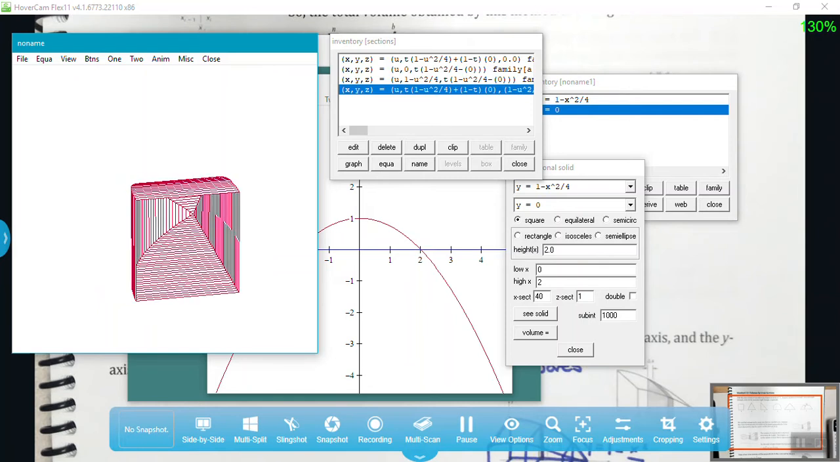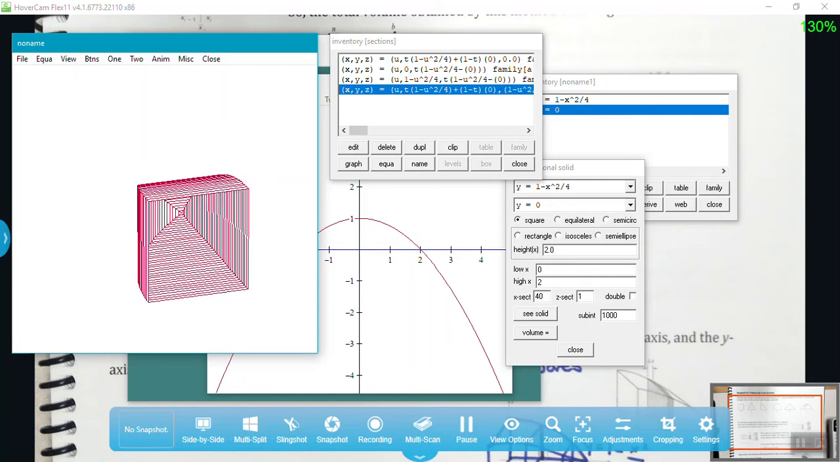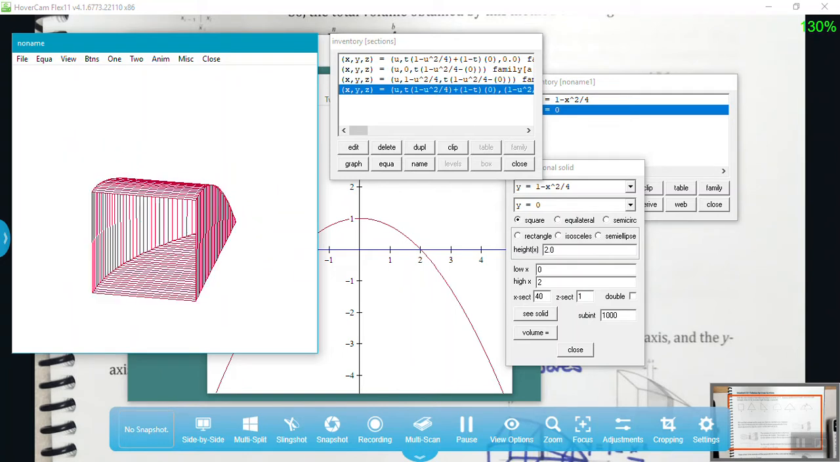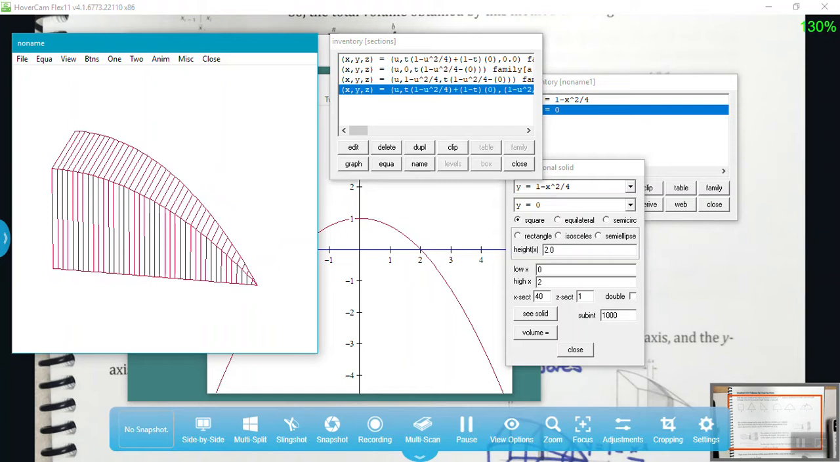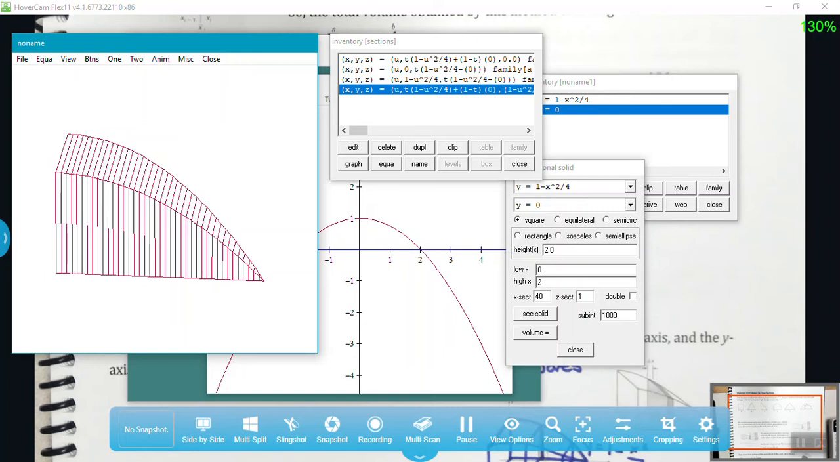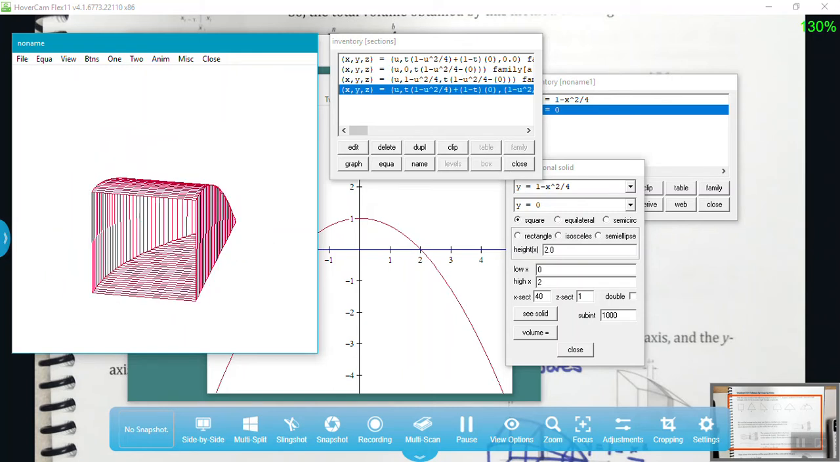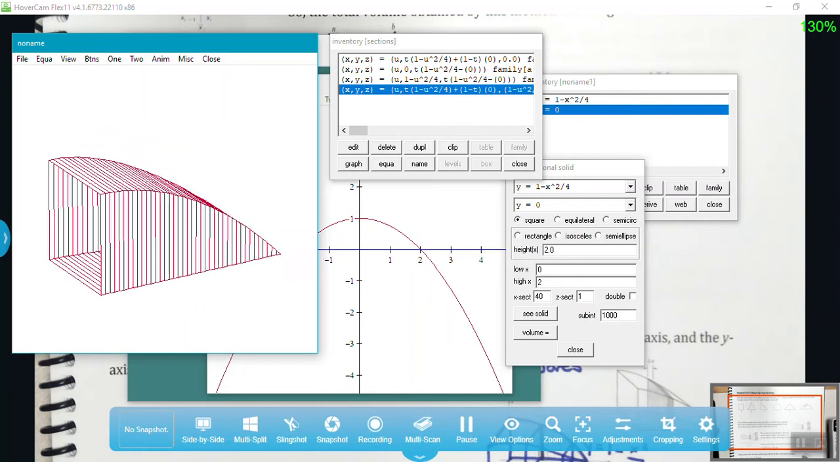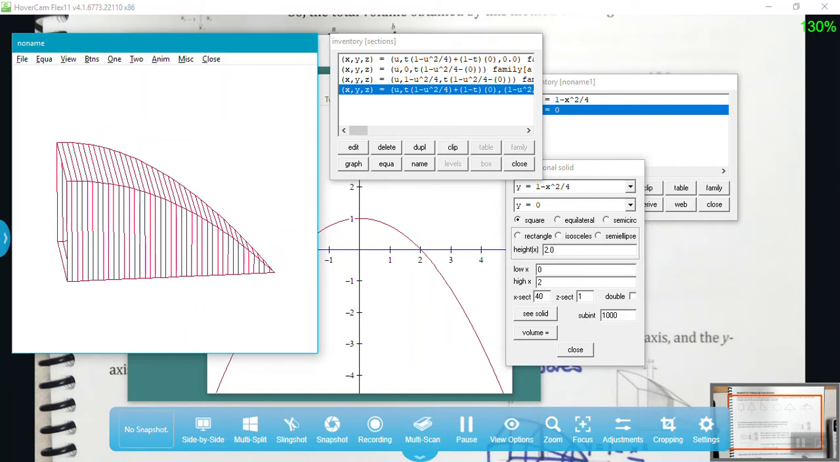Okay, so this right here is this section right here. And then you basically build squares on top of it, and that makes the volume of this region. The more squares you have, the more accurate your volume. So when we do the integral, we have an infinite number of squares, so it gives us the exact volume of this region. Do you see it? Yes? Okay. Cool.